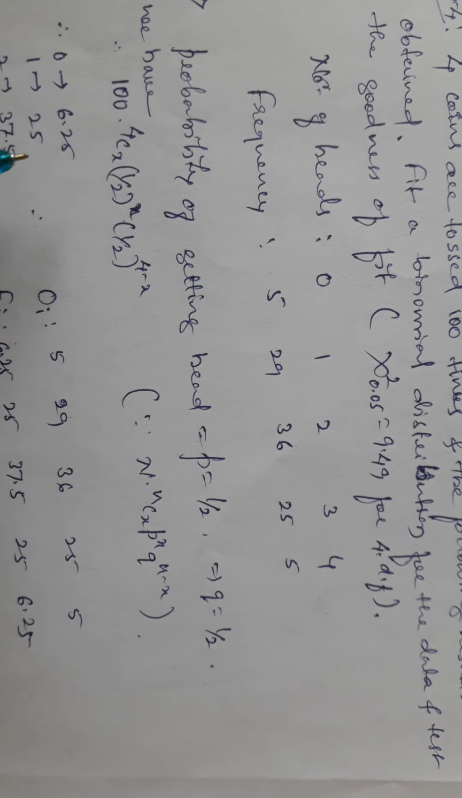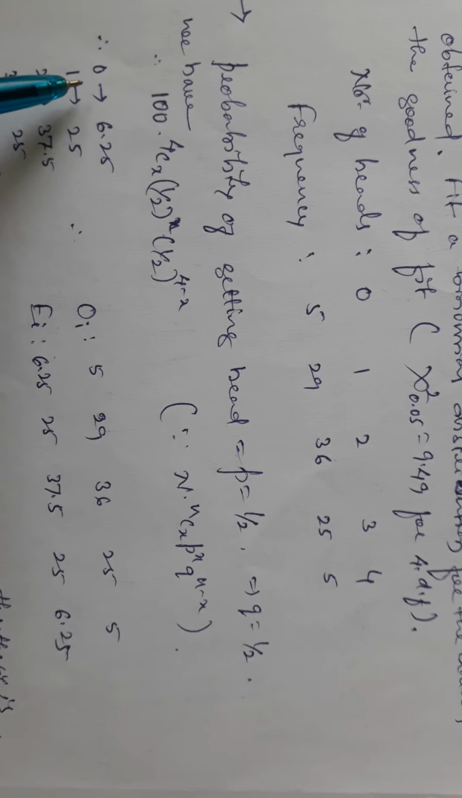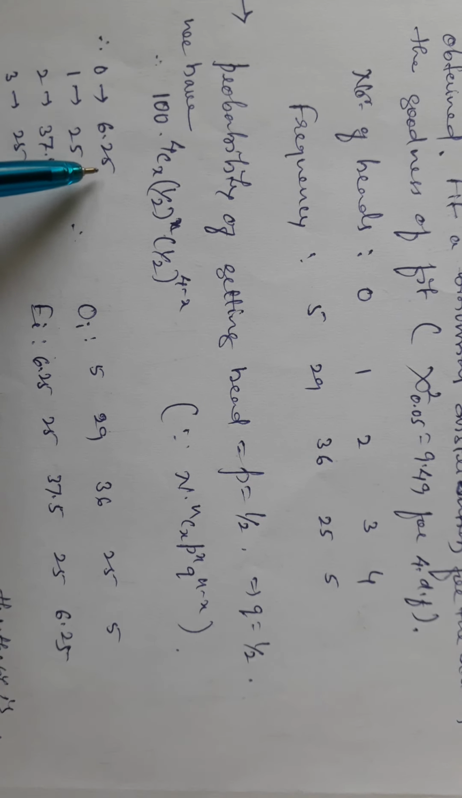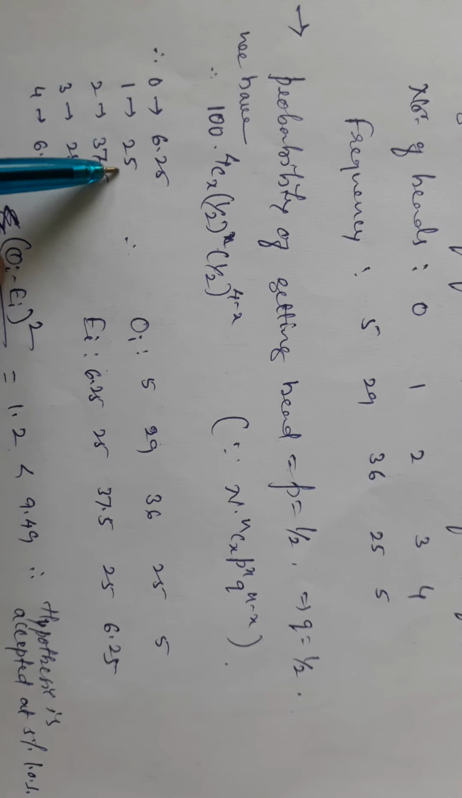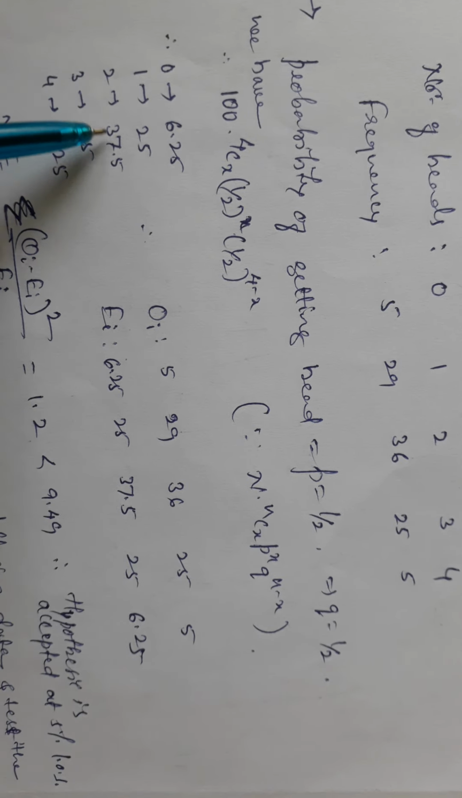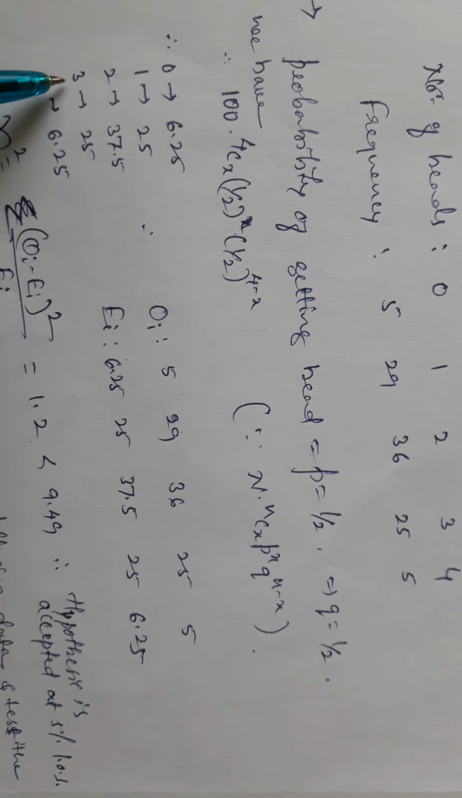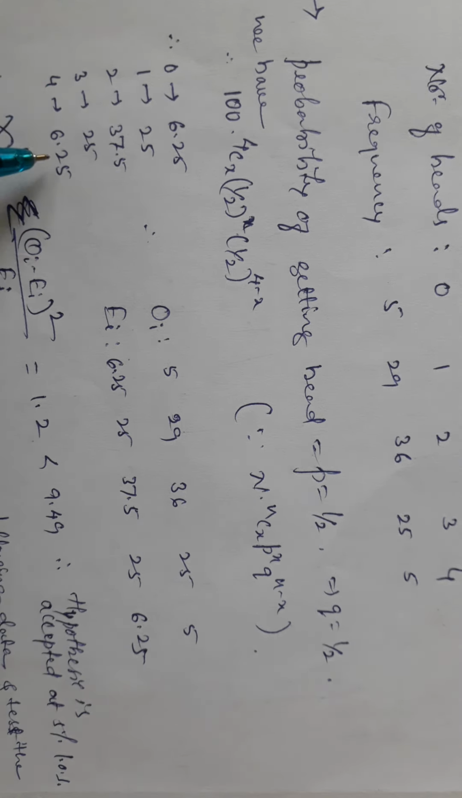Now by varying x values, by putting x equal to 0, we will get 6.25 in this formula, and by putting 1 we will get 25, by putting 2 we will get 37.5, by putting 3 we will get 25, and by putting 4 we will get 6.25. These are the expected values. Therefore, these are the observed values, these are the expected values.